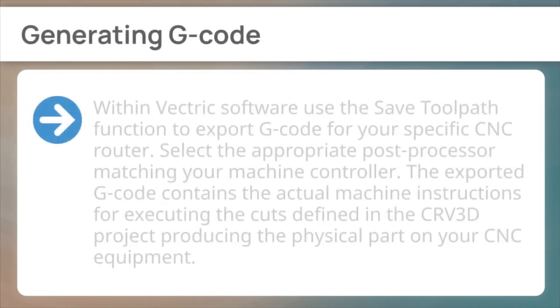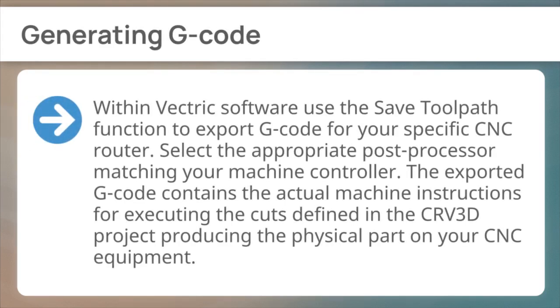Next, generating G-code. Within Vectric software, use the Save Toolpath function to export G-code for your specific CNC router. Select the appropriate post-processor matching your machine controller. The exported G-code contains the actual machine instructions for executing the cuts defined in the CRV3D project, producing the physical part on your CNC equipment.